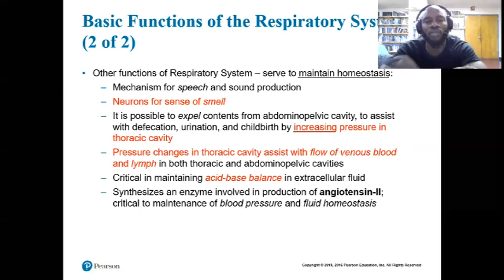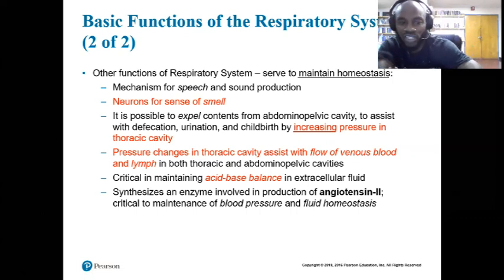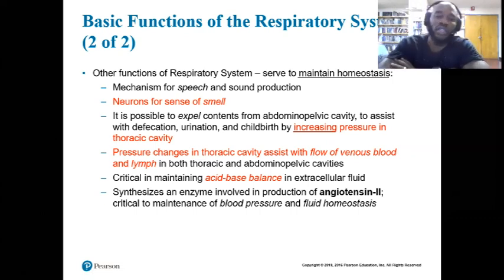We're going to talk a lot about pressure and how pressure is involved in your ability to breathe in and out. We'll also talk about the reason why it becomes difficult for you to breathe when you go to a higher elevation, because of the differences in pressure. Right? Pressure changes in your thoracic cavity can assist with your venous and your lymph.